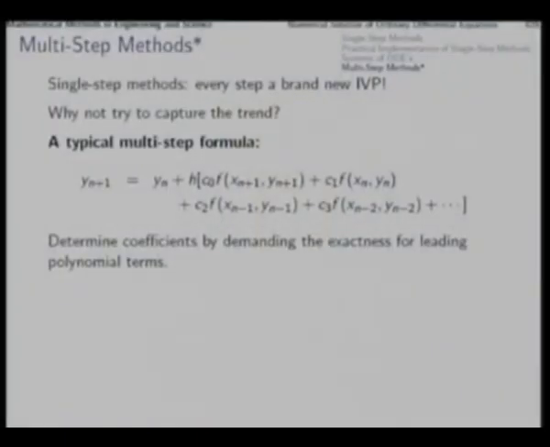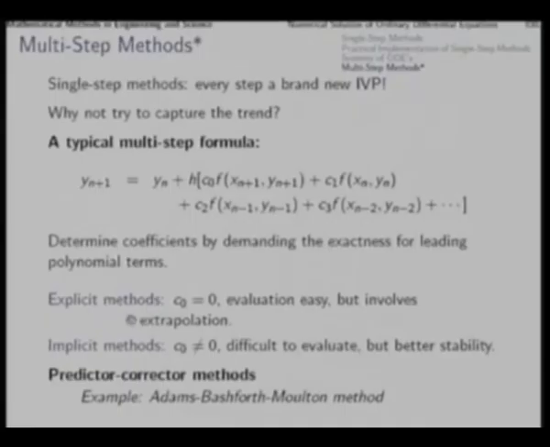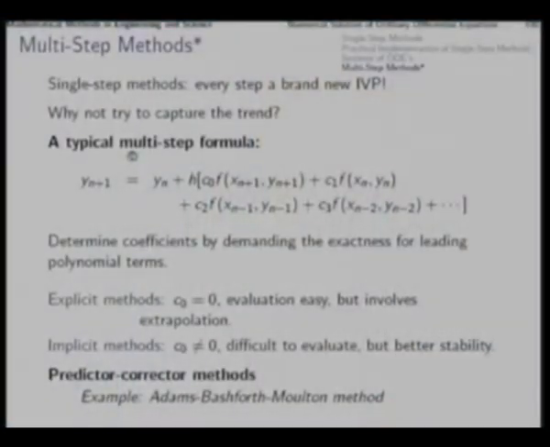Now, there are two kinds of multi-step formulas. One is explicit, where C0 is 0, that is, the next value y(n+1) is explicitly available in terms of the current and old values. On the other hand, if C0 is not 0, then the corresponding method is called an implicit method. That means y(n+1) has been expressed in the form of a function which involves y(n+1) itself, and to determine y(n+1) we really have to solve an equation in y(n+1). So, that kind of method is called an implicit method.